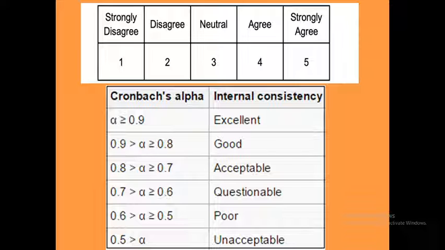And depending on the value of Cronbach alpha we will decide whether there is internal consistency in the scale or not, whether the scale is acceptable or not. Normally the acceptable value for Cronbach alpha is 0.7. Okay, 0.7 is the minimum. Below 0.7 it is questionable, and below 0.6 is normally considered to be a poor value. So any Cronbach alpha value above 0.7 is acceptable for the purpose of research.